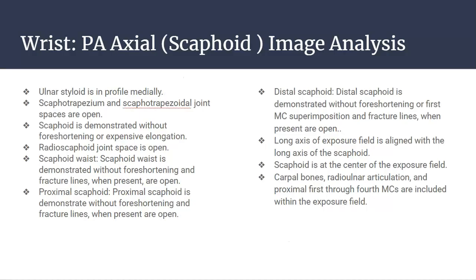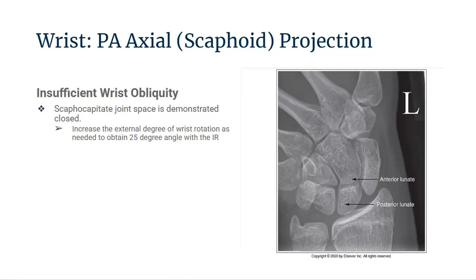Here are those image analysis guidelines. Please review what you should see in the scaphoid waist, proximal scaphoid, and distal scaphoid, which will all appear differently depending on patient anatomy. Like I always say, God likes to make us all different, and so therefore we may have to take more than one projection to adequately visualize these sections, as it may take a different degree of angulation. So let's go ahead and look at some positioning challenges incurred when positioning for the PA axial projection.